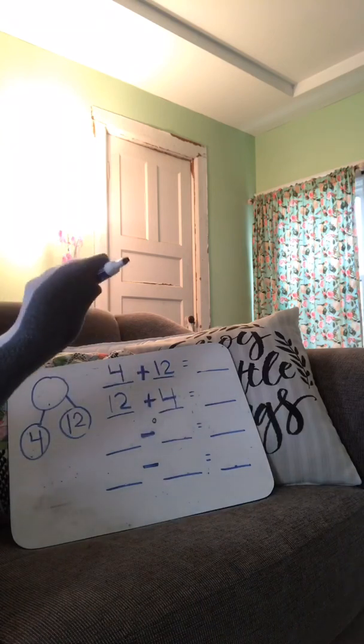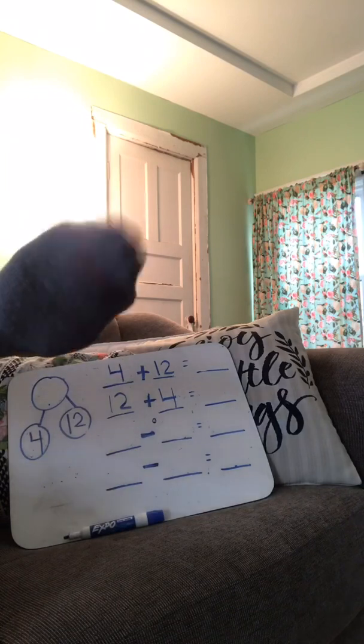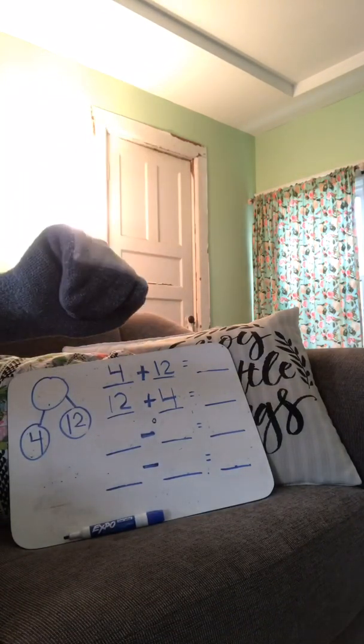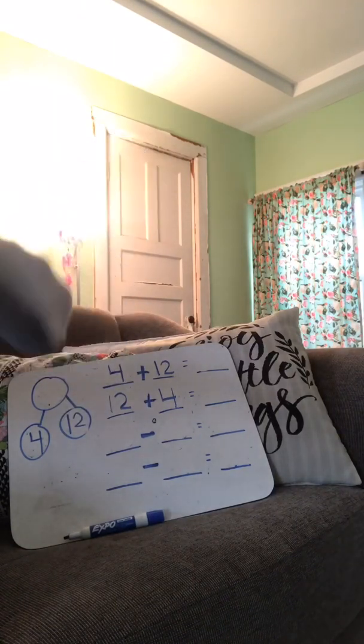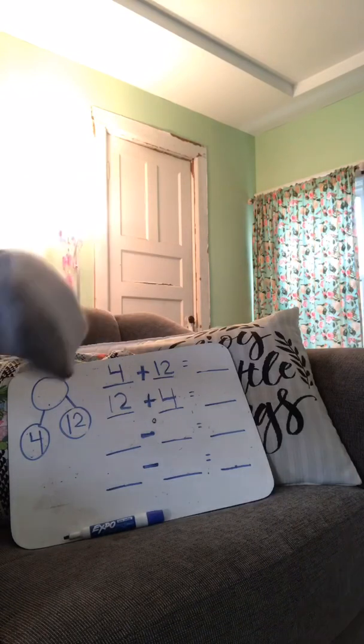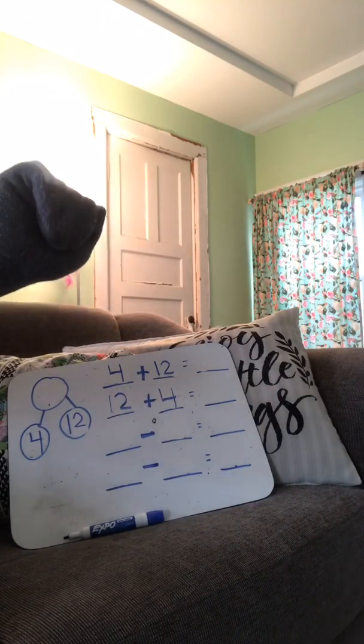Let's see if we can solve it. Put 4 in your brains. Oh, don't put 4 in your brains. You have to put the biggest number in your brain. Put 12 in your brain and count 4 more. Ready? 12, 13, 14, 15, 16. What does 12 plus 4 equal? That's right, 16.